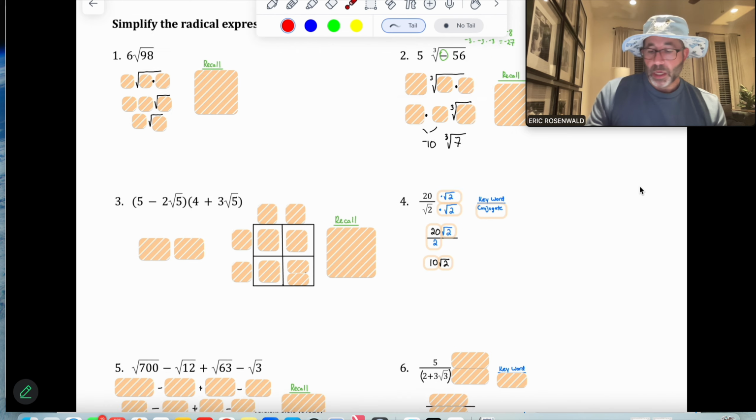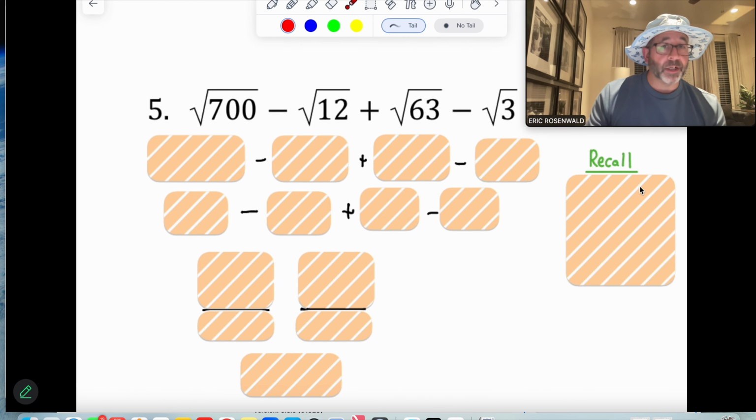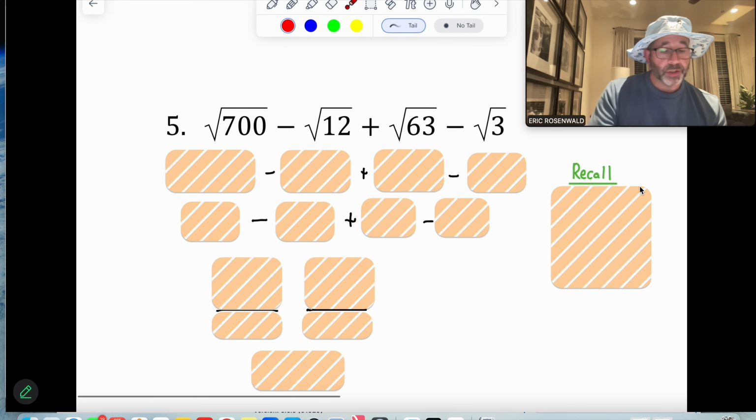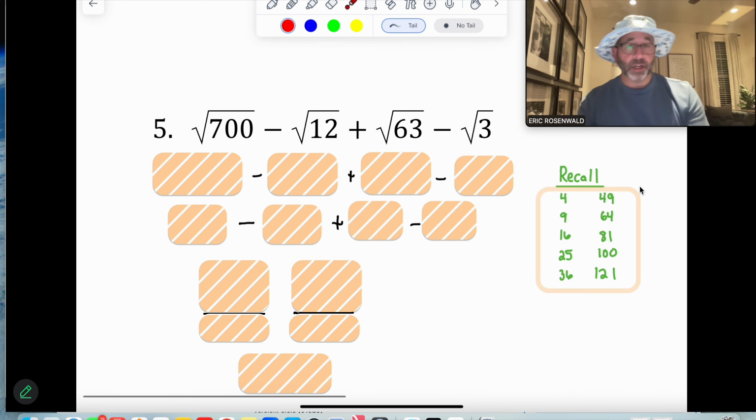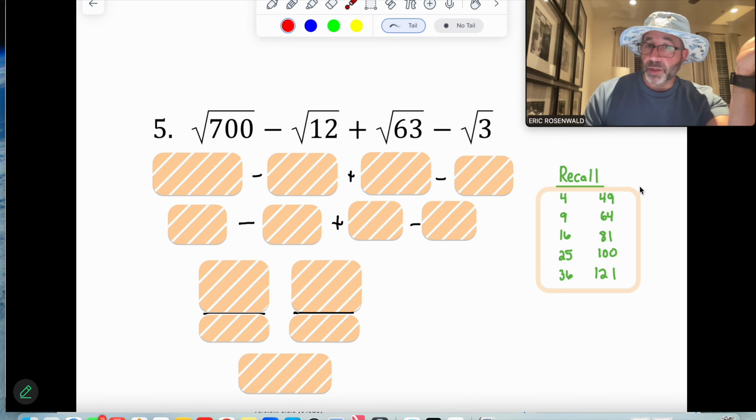Okay. On to number 5. So this is a big problem, but remember, it's really easy if you think about it as a bunch of little problems. Again, recall, since we're dealing with perfect squares here, because these are square roots, let's see if we can break up each one of these one at a time. So the 700, when we look at it, can be broken into, look for one of the factors here.